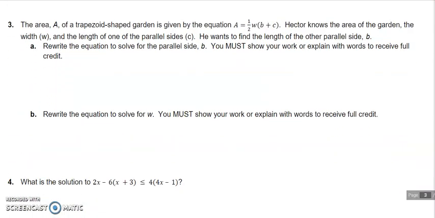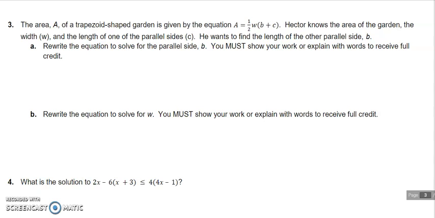All right, number 3, the area A of a trapezoid-shaped garden is given by this equation. Hector knows the area of the garden, the width W, and the length of one of the parallel sides. He wants to find the length of the other parallel side, B. We need to rewrite the equation to solve for that parallel side, B. Show your work or explain in words.